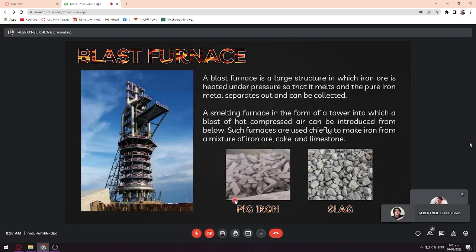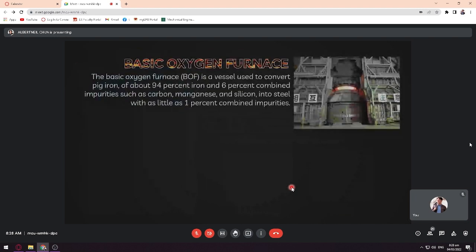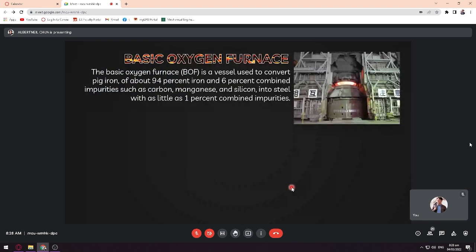So yun yung about sa blast furnace. Next one, we have the basic oxygen furnace. Ito yung furnace na ginagamit natin para tunawin uli yung pig iron, or kumbaga tanggalin pa natin yung ibang impurities. So paano ba nag-work? Ano ba yung main principle behind the basic oxygen furnace?